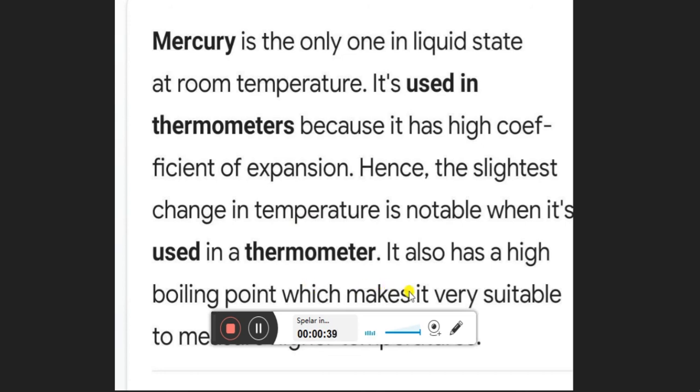Also, it has a high boiling point, which makes it very suitable to measure high temperatures, because only when the temperature is very high will it start boiling. The body temperature or the substance's temperature will not go up to the boiling point of mercury. So that's why mercury can be used easily in thermometers. So this was all about the measurement of temperature.